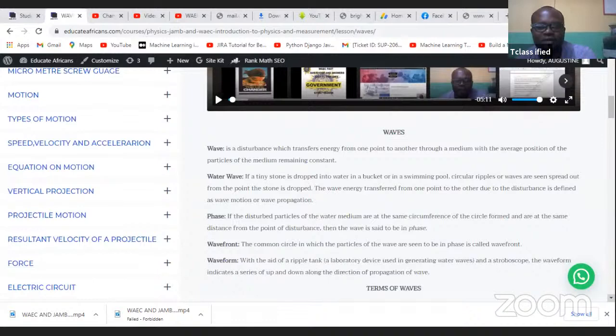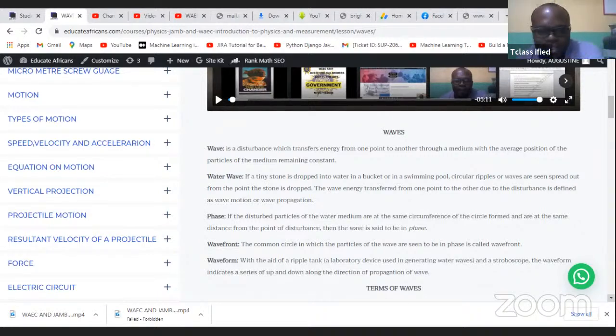If the disturbed particles of the water medium are at the same circumference of the circle formed and are at the same time distance from the point of disturbance, then they are said to be in the same phase. If you have the stone dropped here, then you have this movement. So all the particles that are on that same part of the circle are said to be in the same phase.